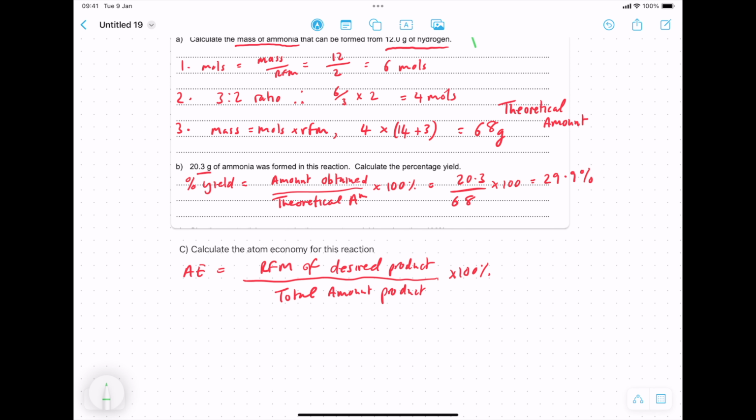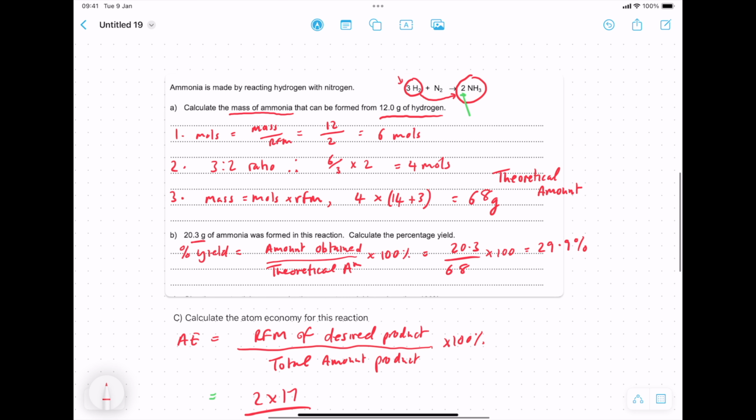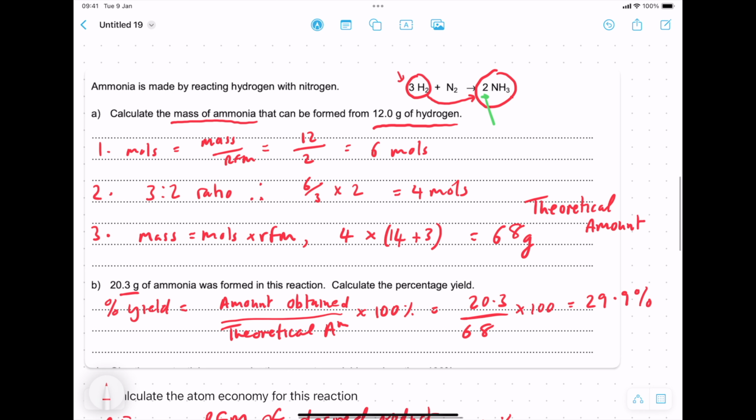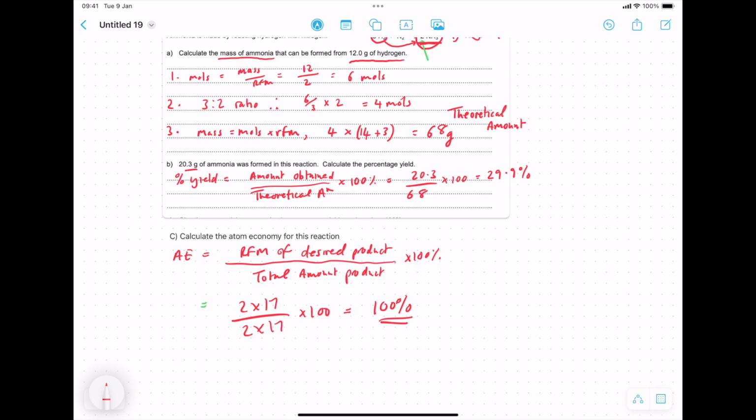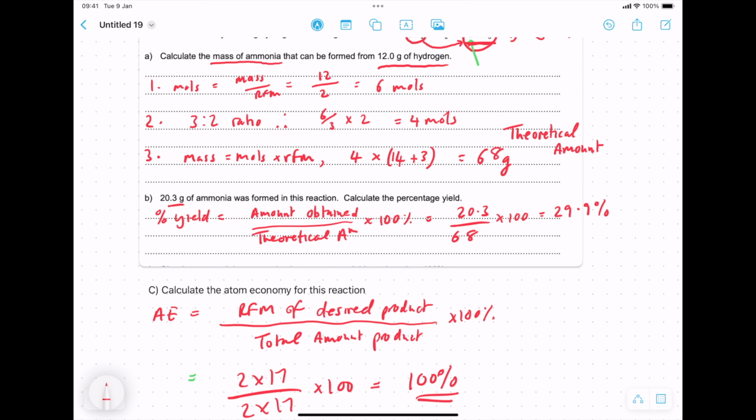The desired product is ammonia, so it's 2 times 17 divided by the total amount of product. Here's the thing: if you look at this, there's only one product there. There's ammonia. There are no waste products. Otherwise, they would be included in the equation. So it's just going to be 2 times 17 divided by 2 times 17, times 100, which gives you 100%. So this particular reaction has 100% atom economy.